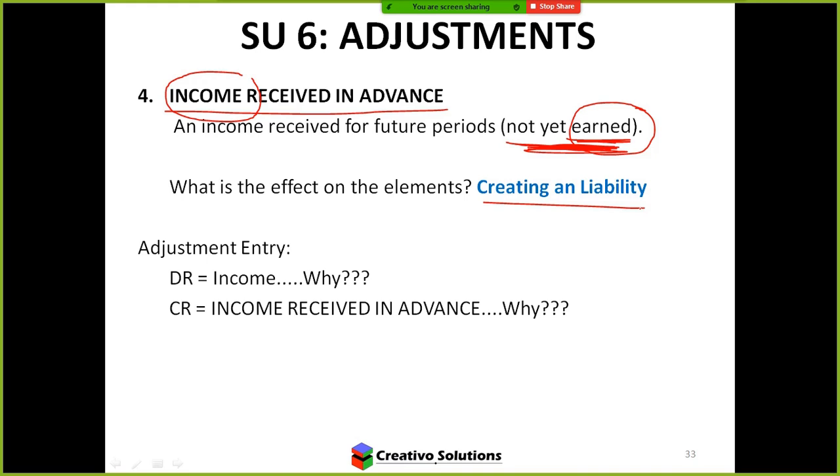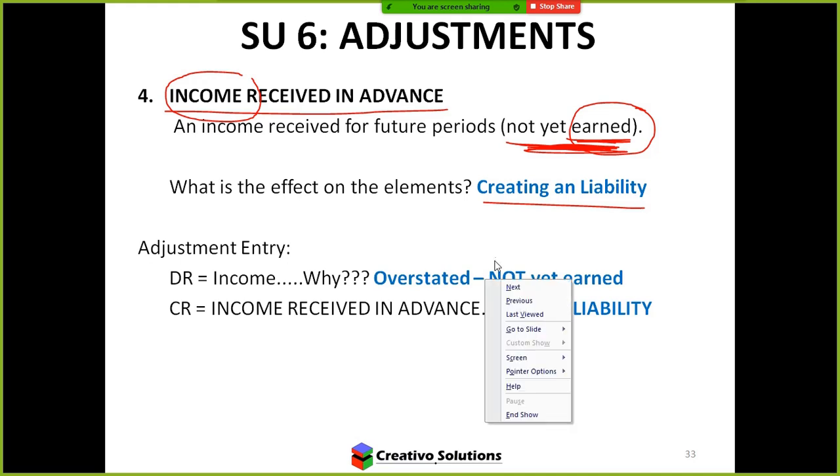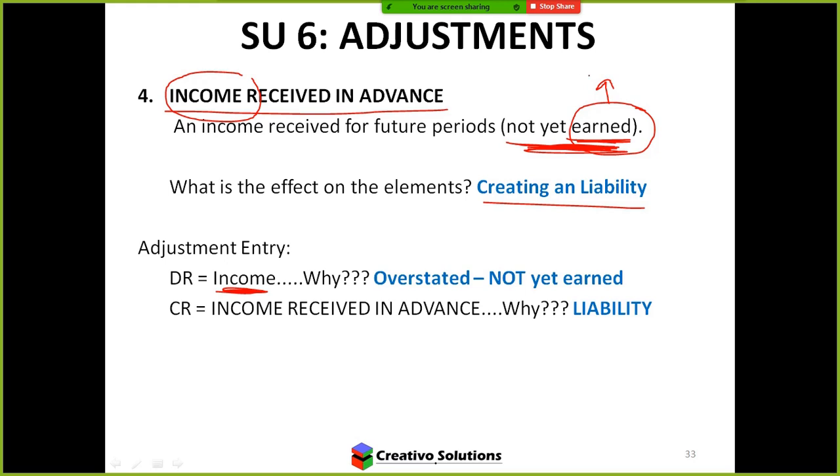The way I see it is that we owe them. Yes, you do owe them. You either owe them a refund or you owe them a product or service. You can also look at it in that sense. That's perfect. What balance does the liability have? Credit. Good. So you credit the income received in advance. Why are you debiting the income? It's because it's overstated. You can't show income if you haven't earned it yet. Remember, income has a very specific definition: increase in benefit. The benefit is only increased when I've earned the income.